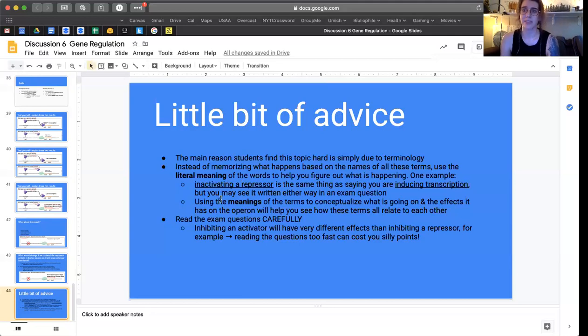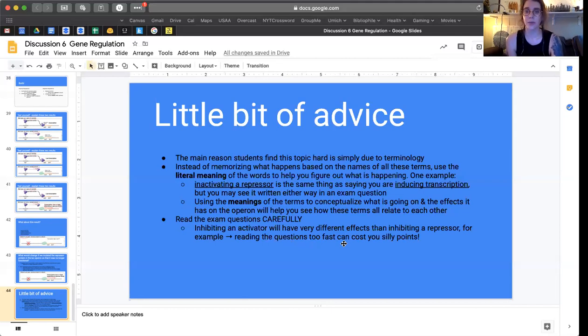And also, second piece of advice is just to read the questions really, really carefully. Because, for example, if a question is about what will happen if you inhibit an activator, the answer is going to be totally different if you interpret it as inhibiting a repressor. So just taking that little bit of extra time to highlight, okay, what is it asking? What direction is it asking? And what thing is it asking about? Is it happening to an activator or repressor? Just really taking that extra time, because I would really hate to see people lose points for concepts that they know because of reading too fast or not being careful.